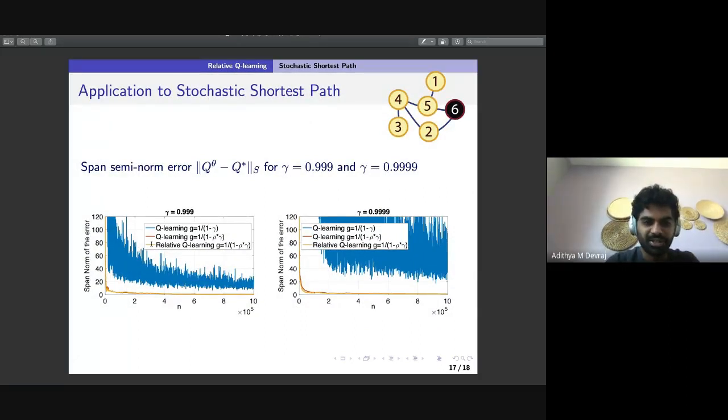What I'm plotting here is again the same three algorithms: Q-learning with its optimal step size, Q-learning with the step size that is optimal for the relative Q-learning algorithm, and the relative Q-learning algorithm with its optimal step size. What I'm plotting is the span semi-norm of the error between the Q function and the optimal Q function, and we notice that the performance of relative Q-learning and Q-learning is exactly the same, for both discount factors, 0.999 and 0.99.